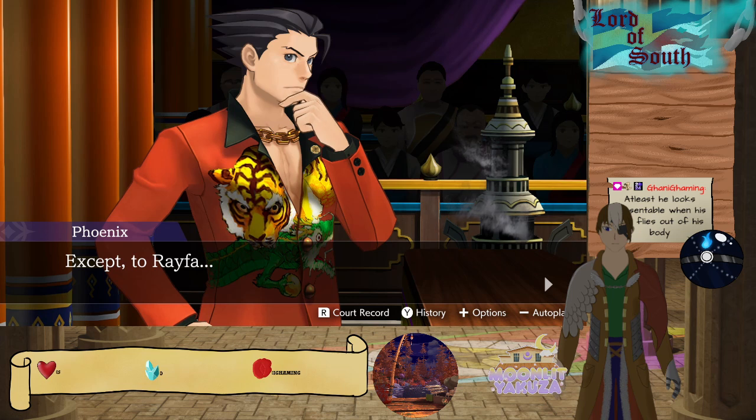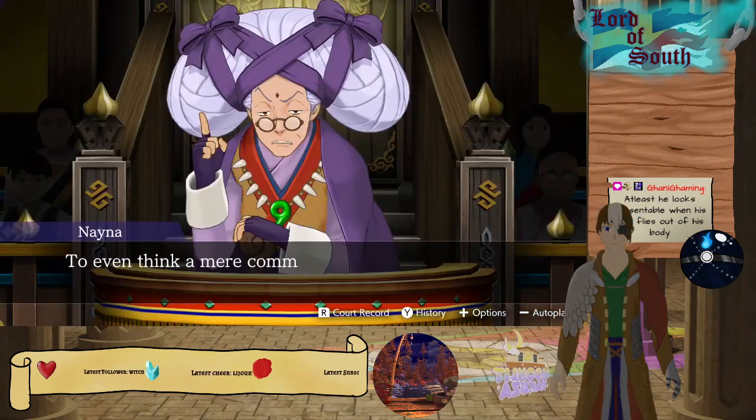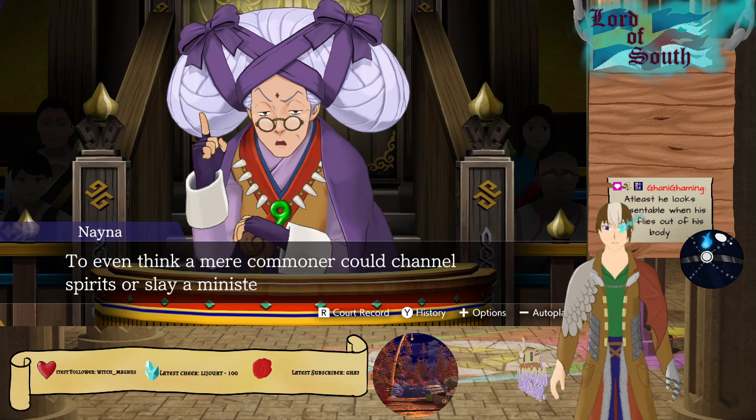Except to Raifa, Nina's not just a mere servant. To even think a commoner could channel spirits or slay a minister, what hogwash.